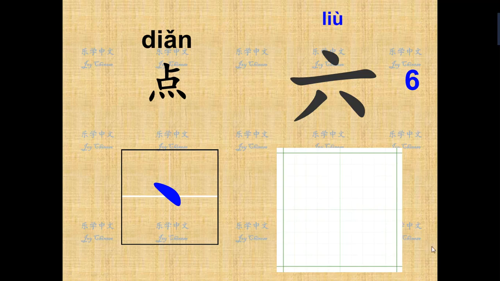Let's start with the first stroke, 点. I put the pronunciation of these strokes here. 点. This is 点, a dot. Here you see this is the number 6. 六. It has 2 dots. 2点. Here. You can see they are not the same size. It's totally depending on the requirement of the characters. Can be bigger or smaller.